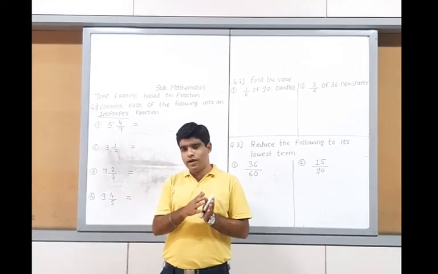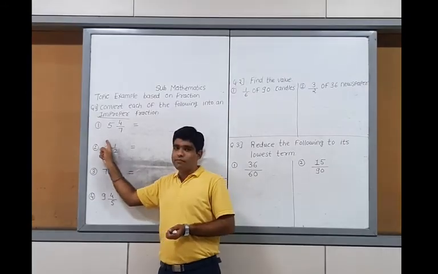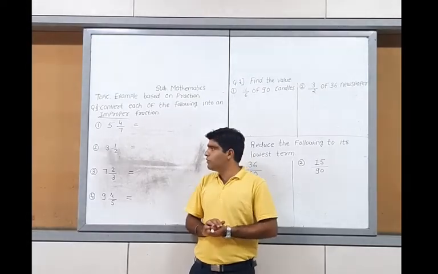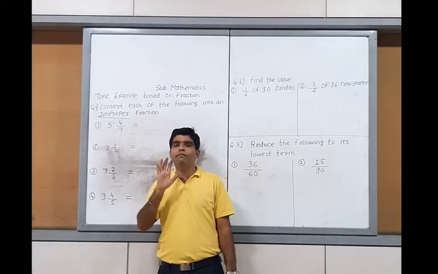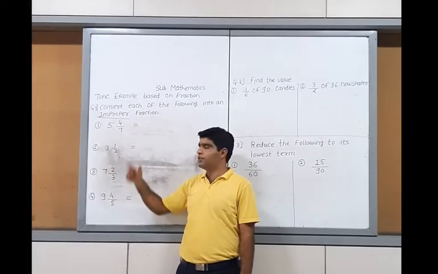Now see, you have to convert it into an improper fraction. It means what? Your given example is a mixed fraction. Why a mixed fraction? Because the definition of a mixed fraction is what? A combination of a whole number and a proper fraction.